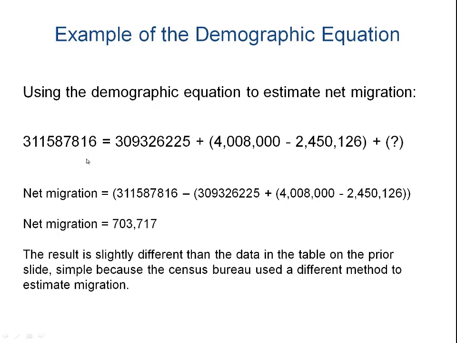So here we have 311,587,816 as the population on July 1st, 2011. We have 309,326,225 as the population on July 1st, 2010. We have a little bit more than 4 million births minus 2,450,000 deaths. And we have a big question mark for net migration. A little bit of algebra to switch things around, and you solve for net migration, which is approximately 704,000 people coming into the United States from somewhere else.